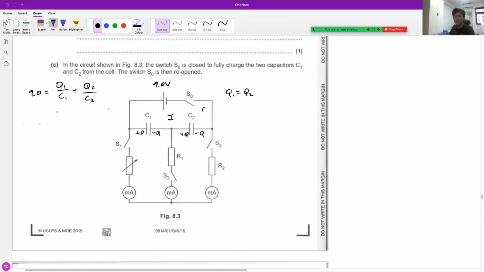And so from here we can say Q1 is 9.0 divided by 1 over C1 plus 1 over C2. We know C1 and C2, so we can calculate it. If you calculate it out, then Q1 is equal to 6.88 times 10 to the power minus 6 coulombs.